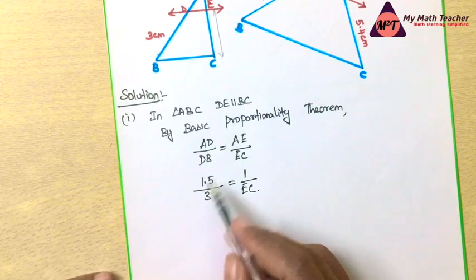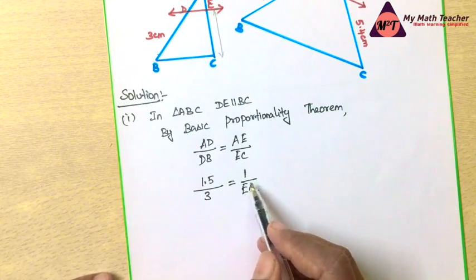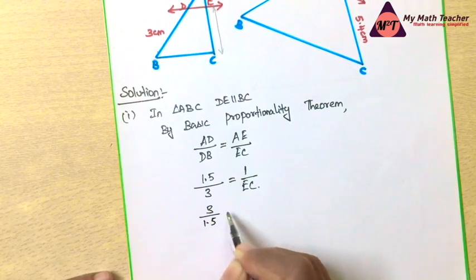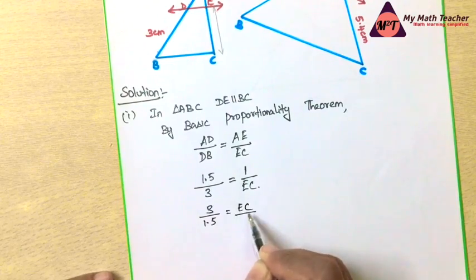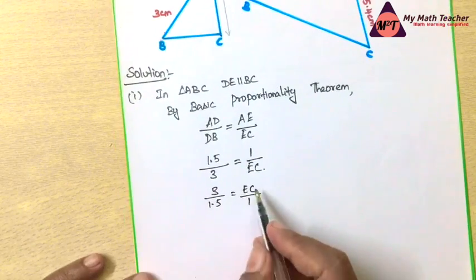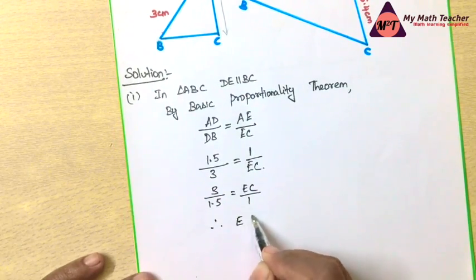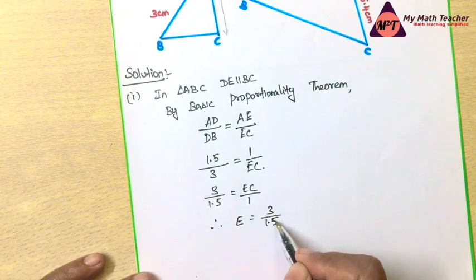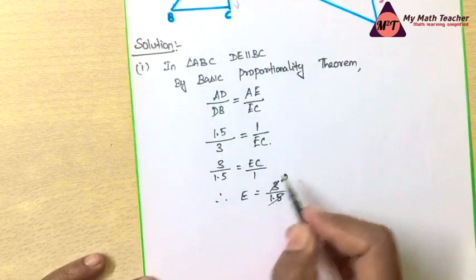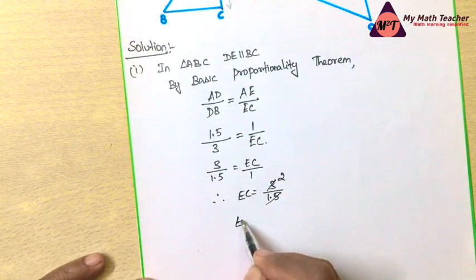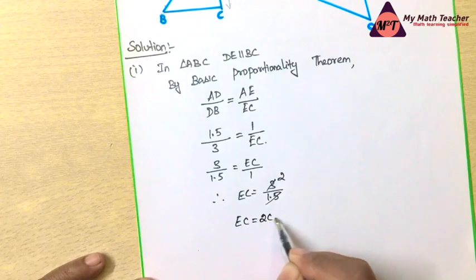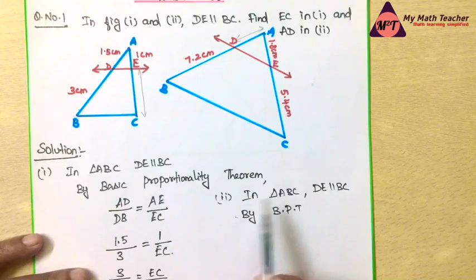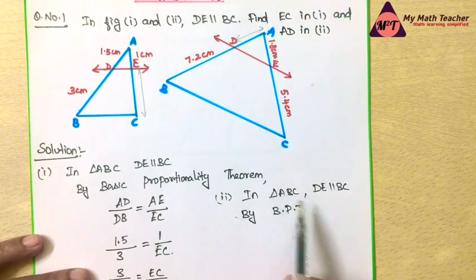If you write the reciprocal of both the sides, you will get the EC value. That is 3 by 1.5 is equal to EC by 1. EC by 1 is EC only. Therefore, EC is equal to 3 by 1.5. When you divide 3 by 1.5, it will be 2. So EC is equal to 2 centimeter. This is the answer. Let us solve the second subdivision using the same concept.